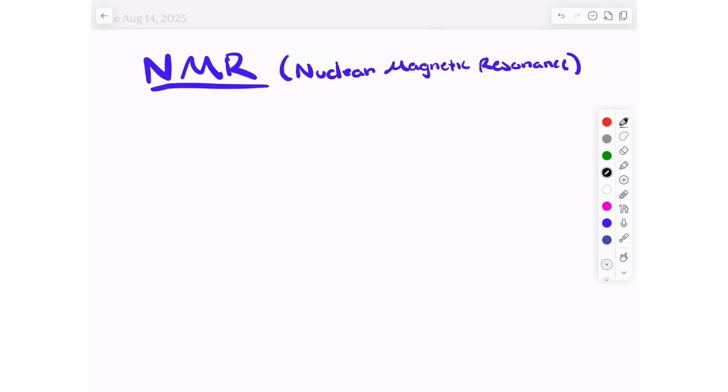And if you haven't started NMR, hopefully this will help you understand it before you start it, because it's definitely not something that can be easily understood the first time.